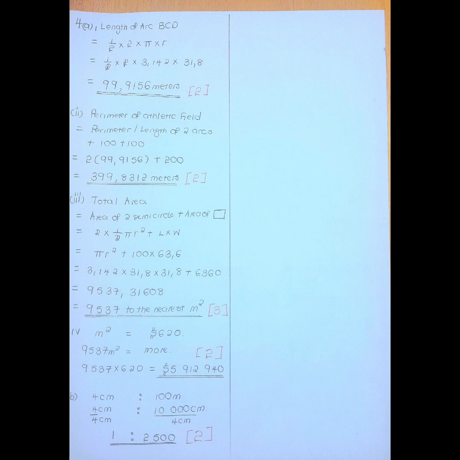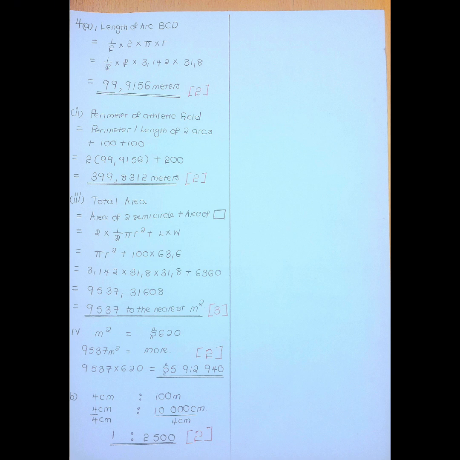And then number 4, there was a question on mensuration. The length of arc BCD. BCD is a semicircle, so we are going to say it is half times 2 pi r, because the perimeter of a circle is 2 pi r, but in this case it is a half circle. So we say half times 2 times pi times r, and we substitute 3.142 for pi. Our radius is 31.8 meters. So we are going to get 99.9156 meters.